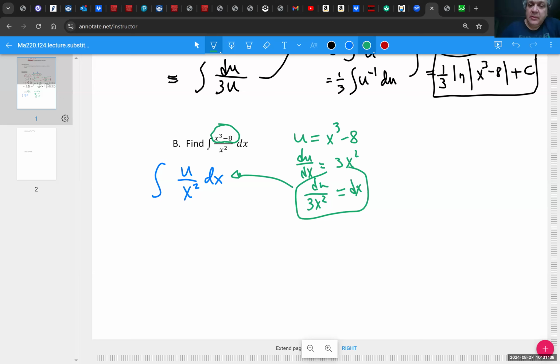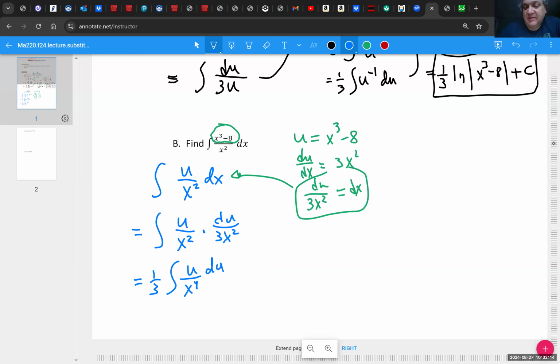dx is du over, that should be a u, du over 3x squared. Again, we have this 3 in the bottom, so we can take that out as a 1/3 if you want the constant not with the rest of the formula. We have x squared times x squared in the denominator. We have u times du in the numerator. So we have u du over x to the 4th.